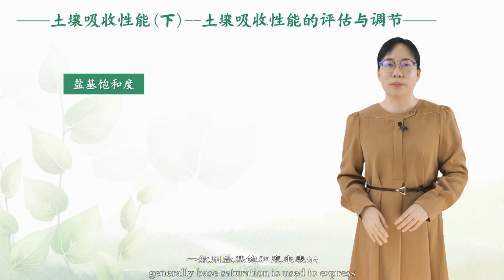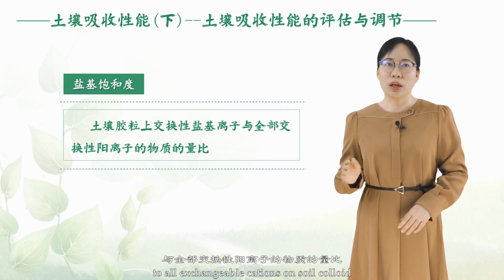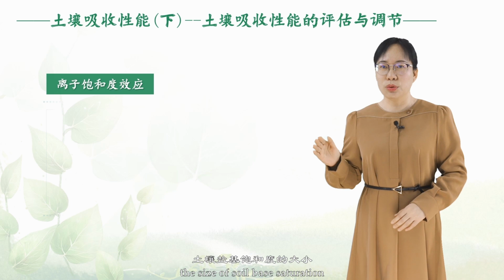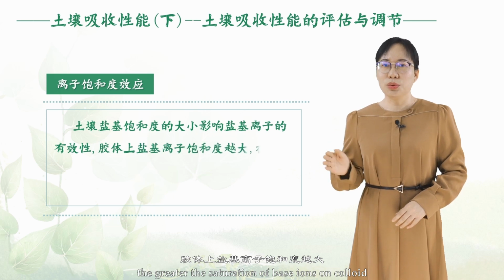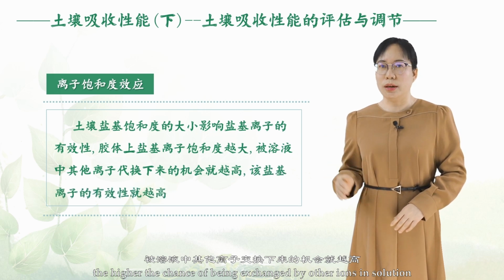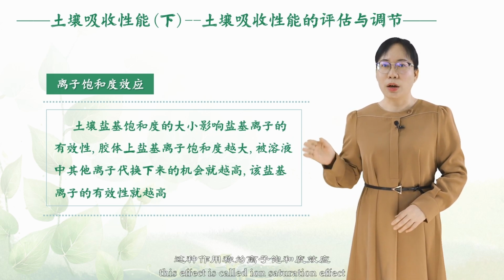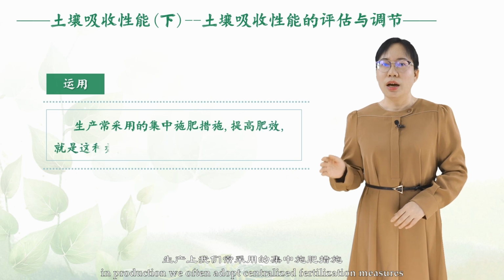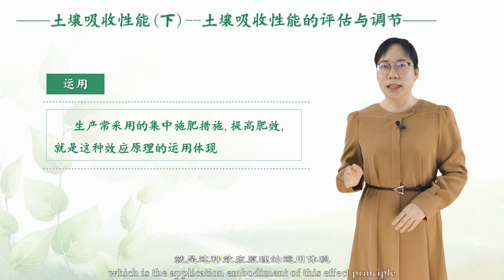Generally, base saturation is used to express the molar ratio of exchangeable base ions to all exchangeable cations on soil colloid. The size of soil base saturation affects the effectiveness of base ions. The greater the saturation of base ions on colloid, the higher the chance of being exchanged by other ions in solution, and the higher the effectiveness of the base ions. This effect is called ion saturation effect. In production, we often adopt centralized fertilization measures to improve fertilizer efficiency, which is the application of this effect principle.